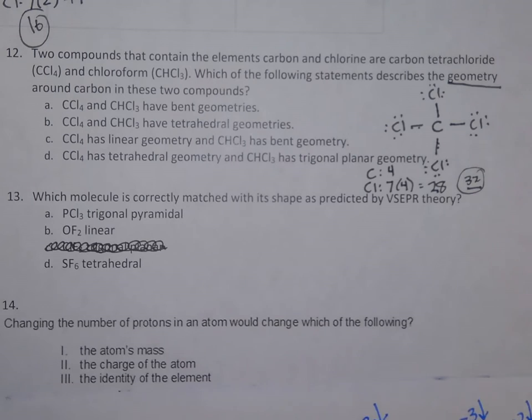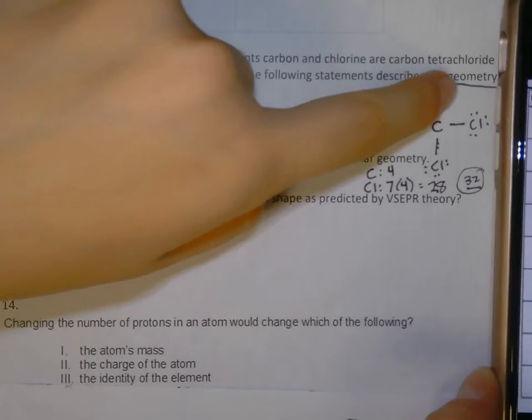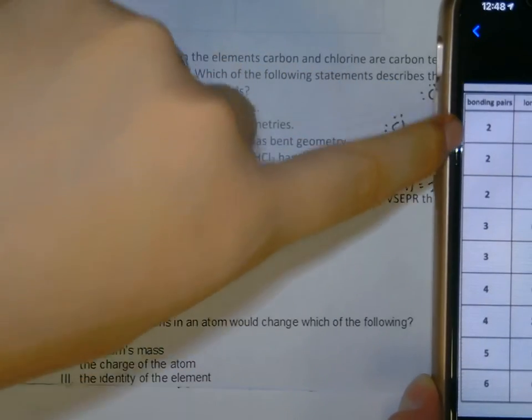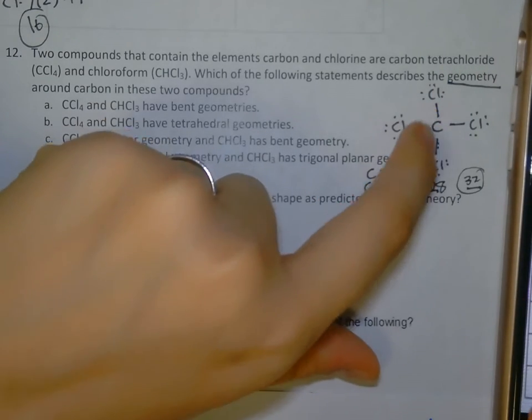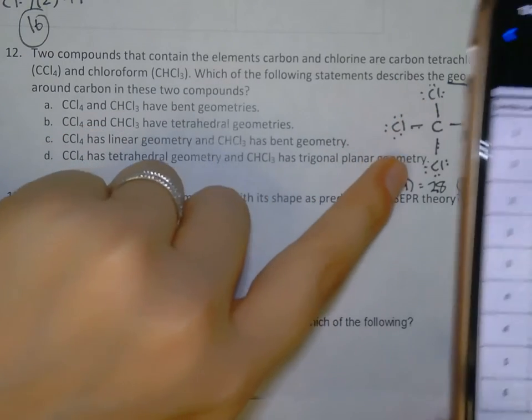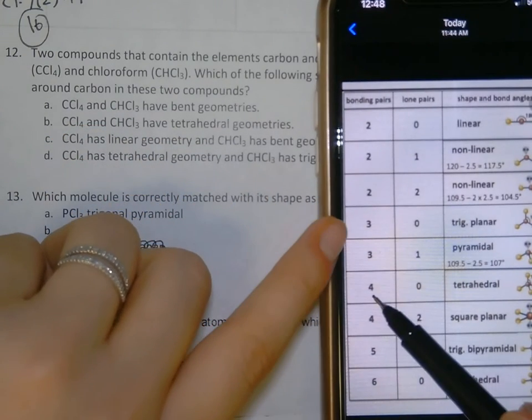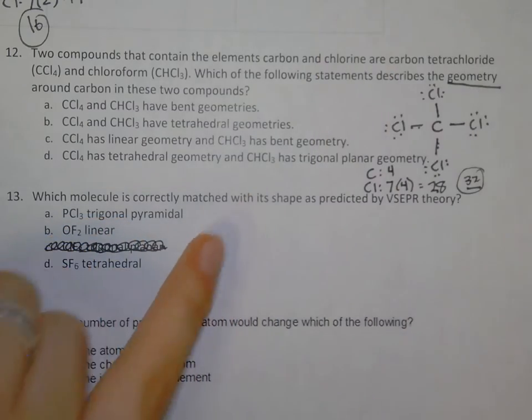Next, I have to find the geometry. For that, you want to use the little table that I attached on your OneNote, this one. So I have 4 bonding pairs, and I have 0 lone pairs around my central atom. They're all bonded lines, so no lone pairs. So I have 4 bonding pairs and 0 lone pairs. That is a tetrahedral.